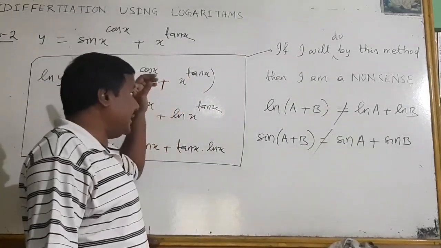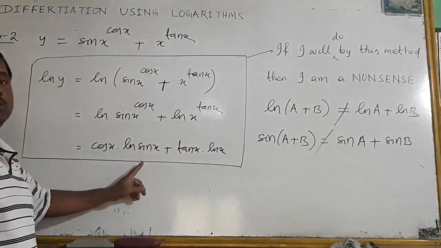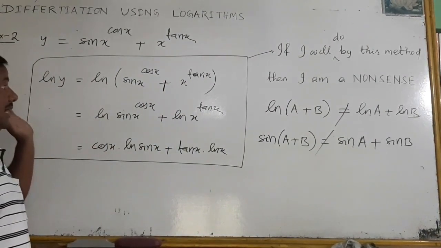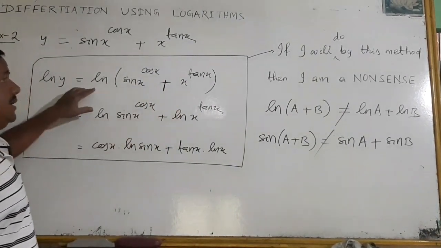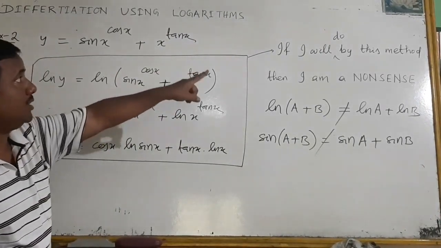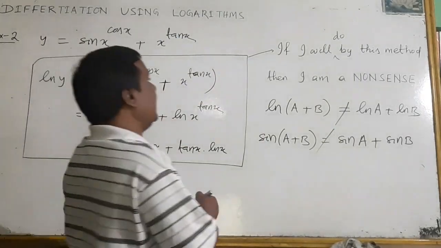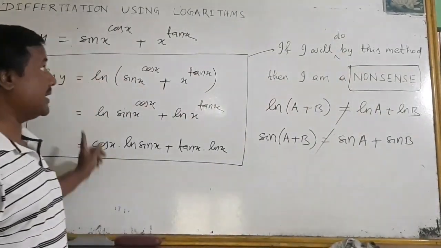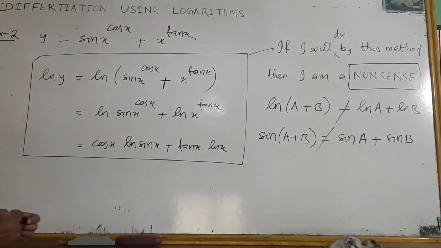You should write this in your copy, in a box. 90% of students do like this in their exam paper. So I am writing that if I will do by this method, then I am a nonsense. Mark it properly. Then I am going to solve it.